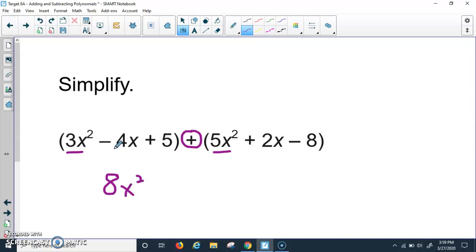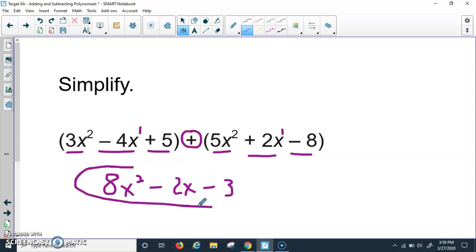And then we got a couple x to the first. So we got negative 4x plus 2x, which would be negative 2x. And then our constants are last. 5 minus 8 would be a negative 3. And that's your answer to this first addition problem.